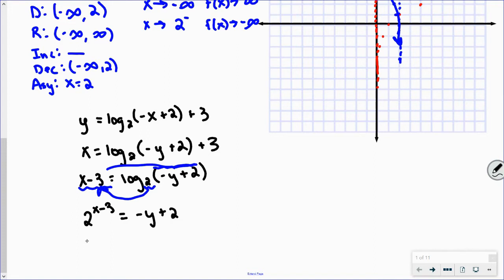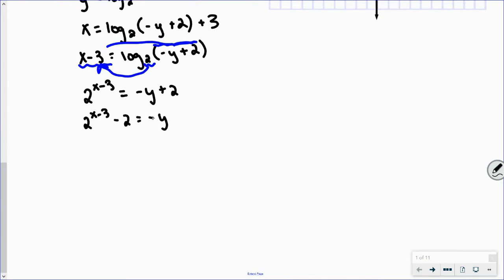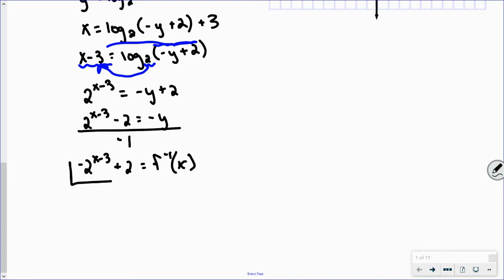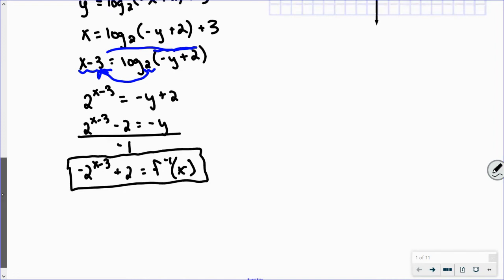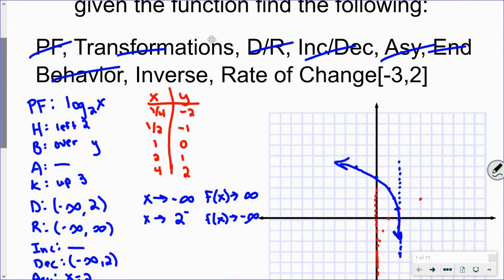Okay, so just rewrite it in exponential. Now we're going to subtract the 2. So that's 2 to the x minus 3, minus 2 equals negative y. And then we just divide everything by negative 1. So that's negative 2 to the x minus 3, plus 2 equals f inverse of x. So here's our inverse. Okay, so we have the inverse.